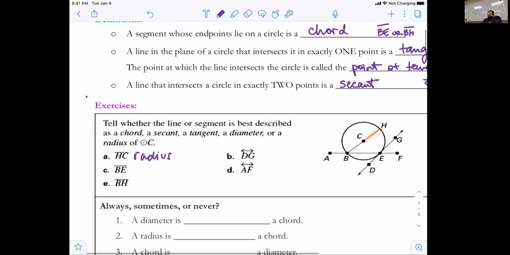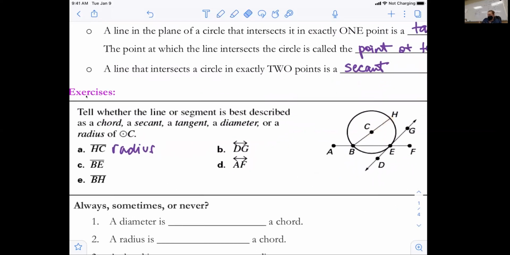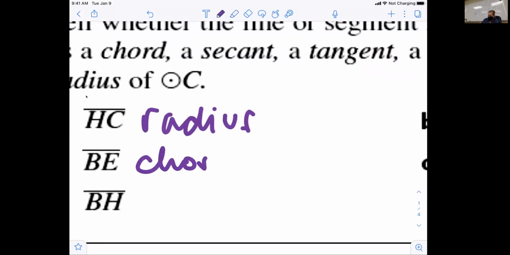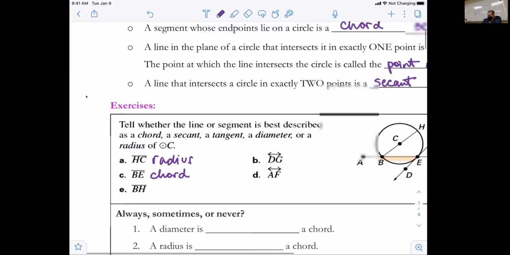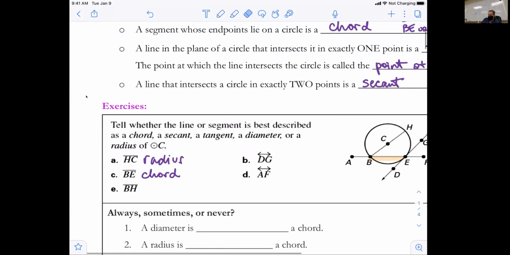Very good. All right, let's do BE next. What's BE? Just a segment BE. Billy? A chord. Very good. That's a chord. Since it's a segment, it ends. It's not a line. Its endpoints are both on the circle, so it's a chord. All right, and then last is BH. Caleb? It's a diameter. Very good. That's the word I'm looking for.